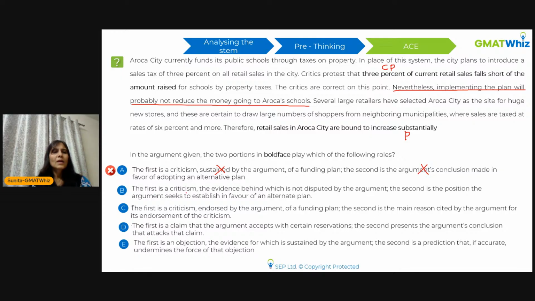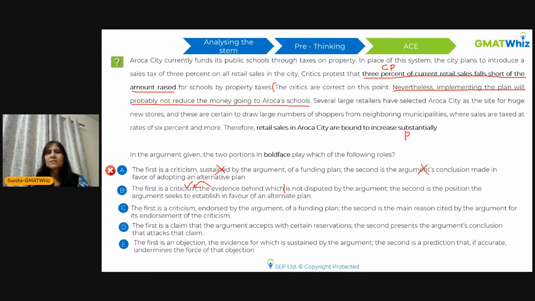Okay, let's read B. The first is a criticism. It is a criticism. It's part of a criticism. So let's call it that. Yes. The evidence behind which, now let me stop here. So we are saying the evidence behind this criticism. Now the criticism is saying 3% of current retail sales falls short. Okay. What is the evidence for this? This part is the evidence.